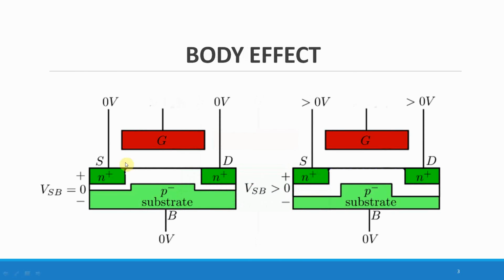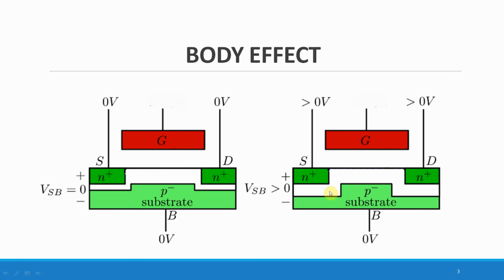First I will apply 0 volt, like I will ground all the terminals, source, drain and body. For this time, let's ignore the gate terminal. So VSB, the voltage of source with respect to body, is 0. We know that VSB equals source voltage minus body voltage. Effectively VSB equals 0, and as there is a diode formation, we can see the depletion region here, and the depletion is due to this diode.